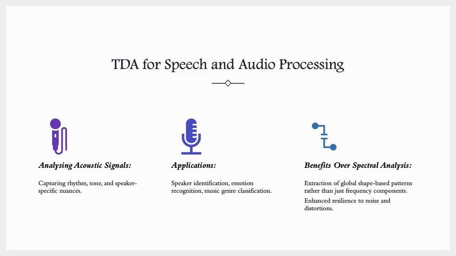TDA also has potential in speech and audio processing. Here we are interested in capturing unique characteristics like rhythm, tone, and speaker-specific features. TDA allows us to extract global shape-based patterns rather than focusing solely on frequency components, as traditional spectral analysis does. For instance, TDA can improve speaker identification and emotion recognition by preserving complex features even in noisy or distorted environments.